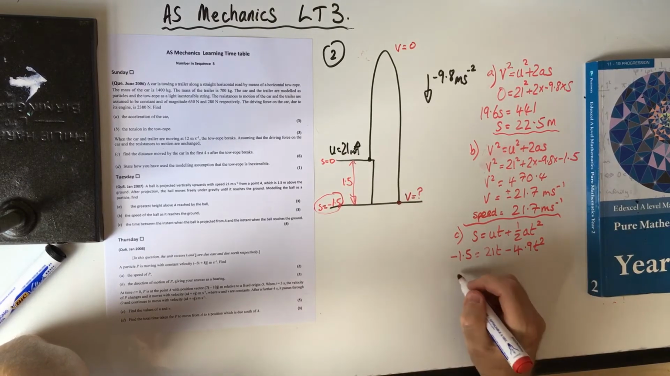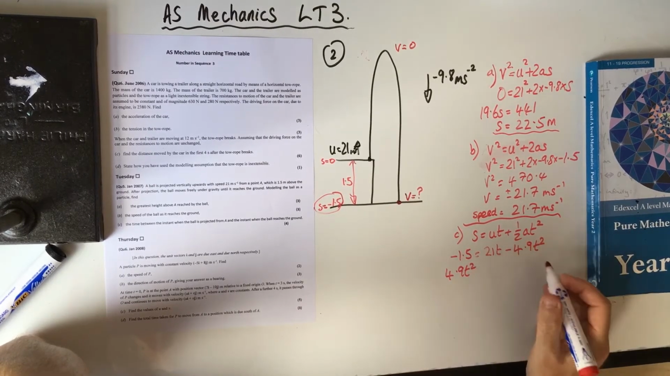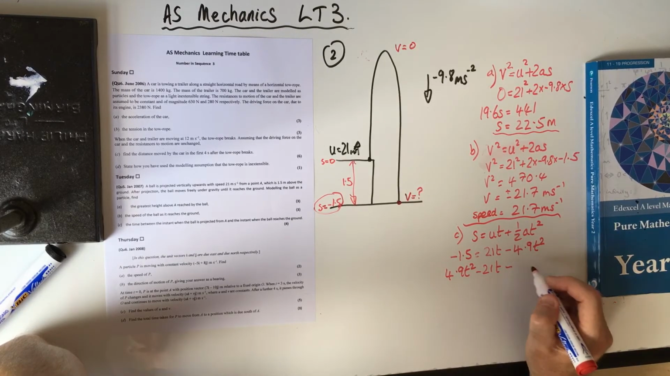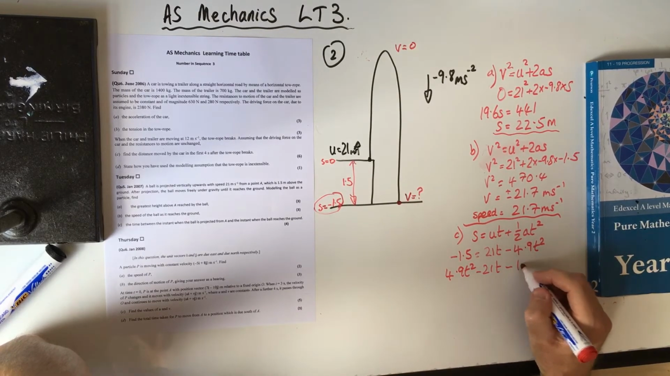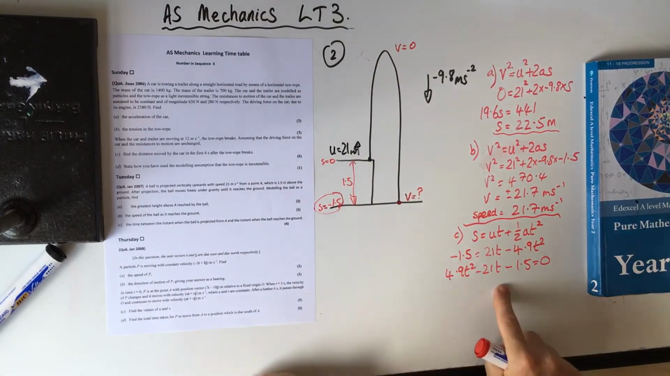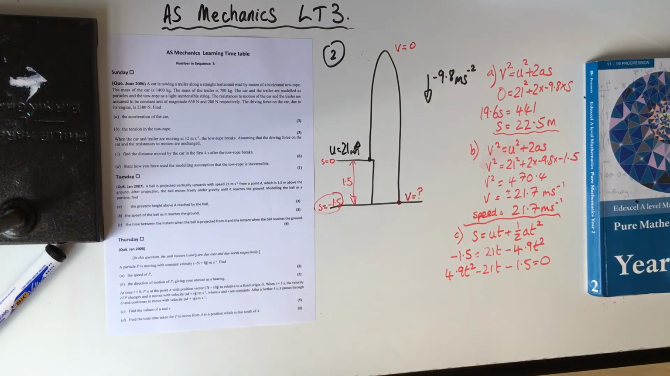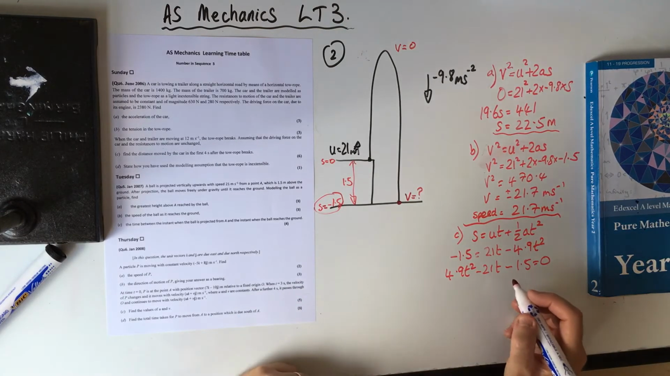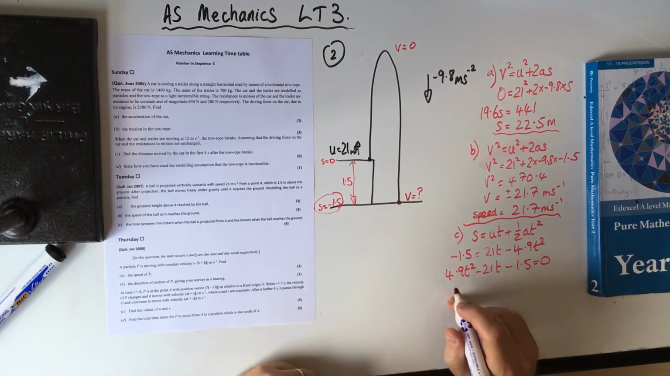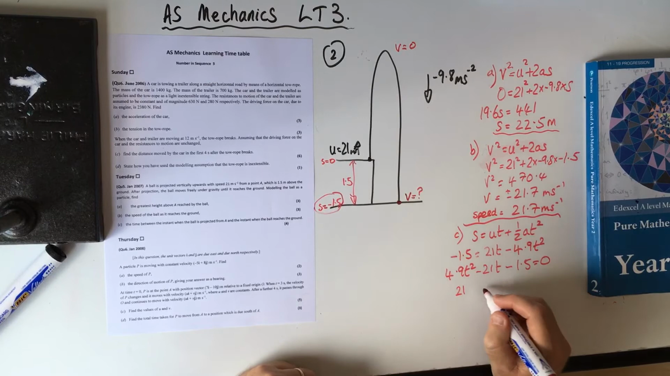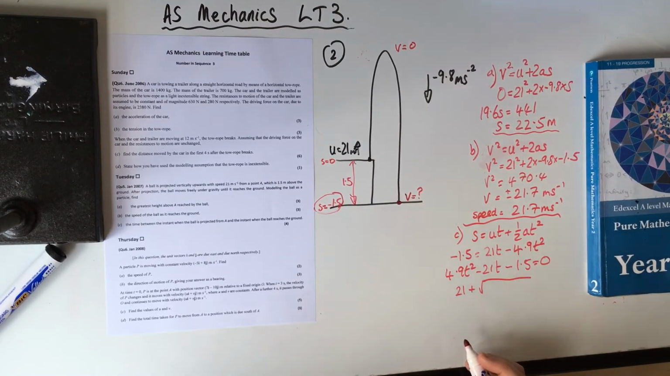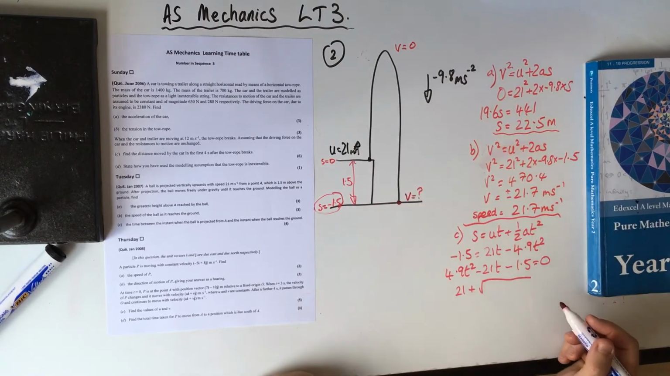Take everything over to that side and we get 4.9t squared minus 21t minus 1.5 is equal to 0. That's right, okay. So that's what we're solving. Not nice, it's not going to factorise, so we've got to use the quadratic formula. So I'm going to go minus b, so minus 21, which is plus 21, plus or minus. I'm only going to go plus because I only want the positive time, I don't want the negative time, because that's not in the real life situation.